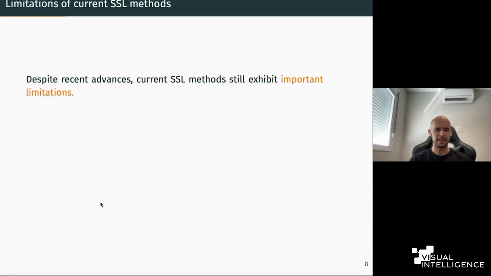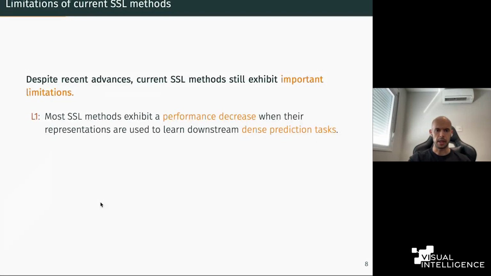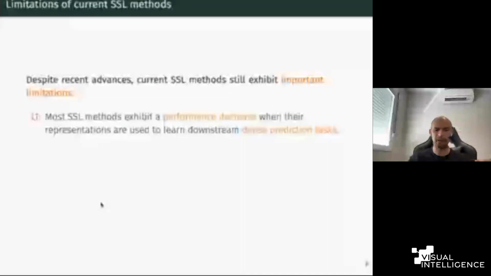But despite the recent advances, and the advances are real, throughout the years we have observed some important limitations of current methods. To begin, most of the SSL methods before exhibit a performance decrease when their representations are used to learn downstream data prediction tasks.